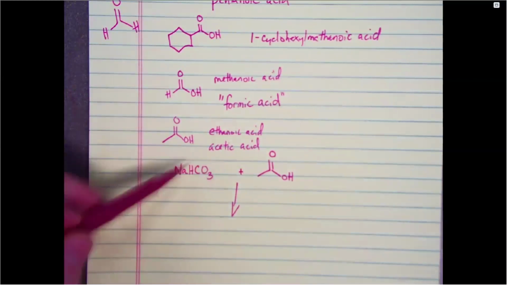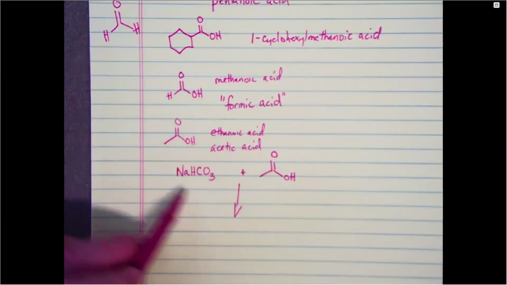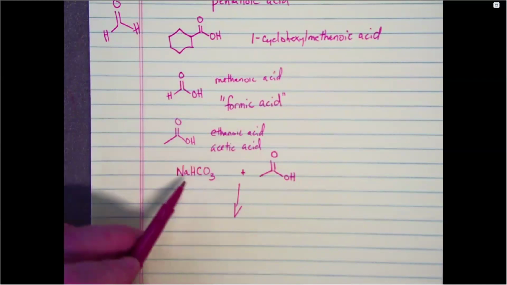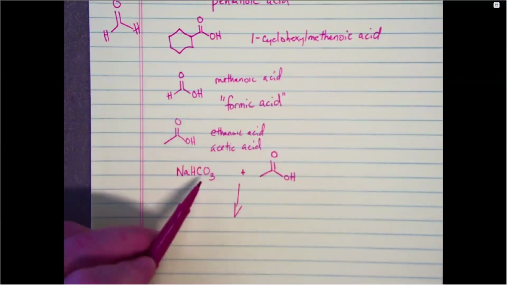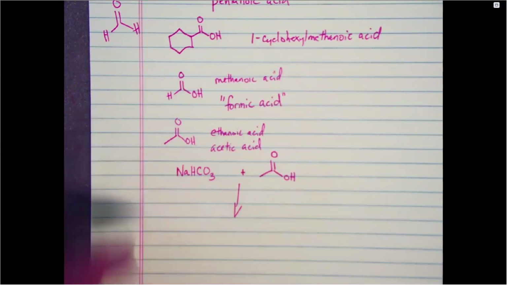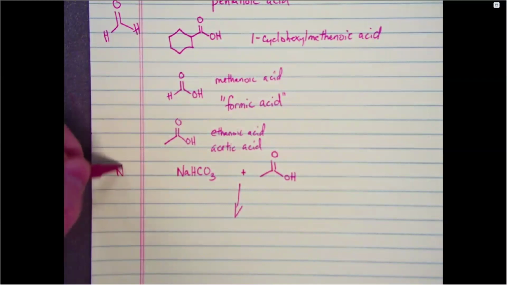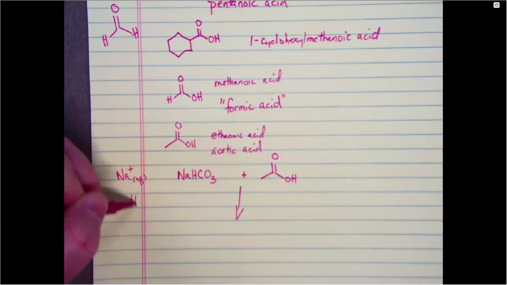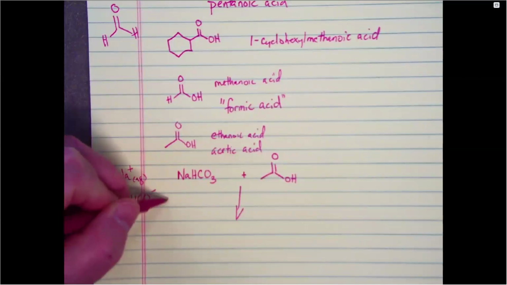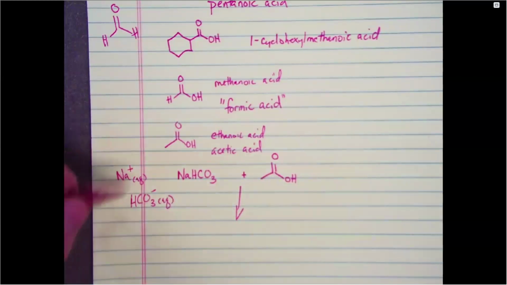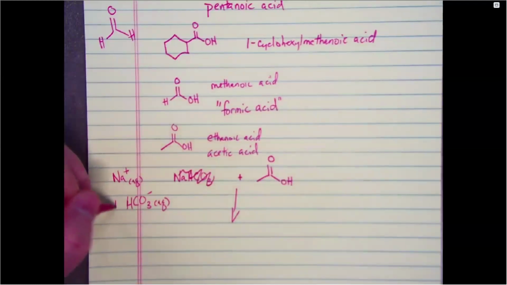All right. So the first thing I'm going to do is change the formula here a little bit, because anytime we have an ionic compound like sodium bicarbonate, when it's dissolved in water, it's actually split apart into its individual ions. So in water, it wouldn't look like NaHCO3. It would look like Na+ (aq) and bicarbonate, HCO3- (aq). All right. Same stuff, but that's what it actually looks like when we dissolve it in water.